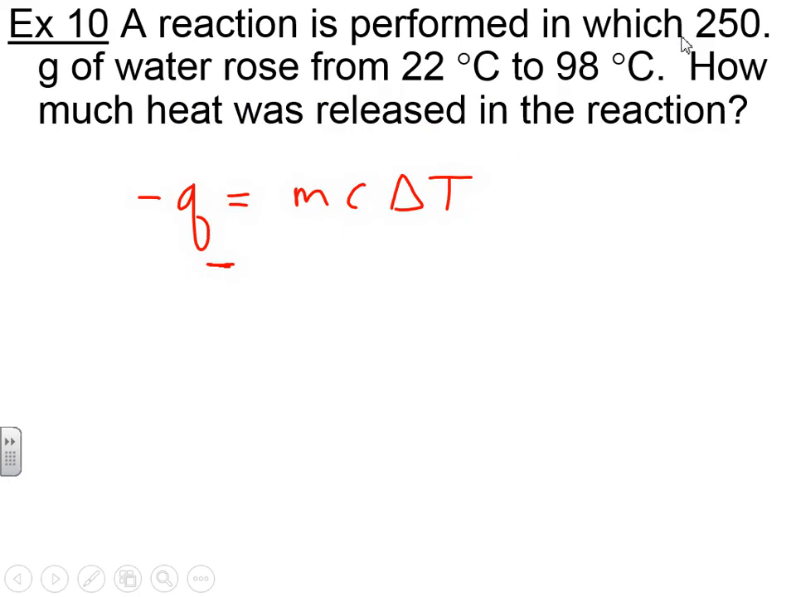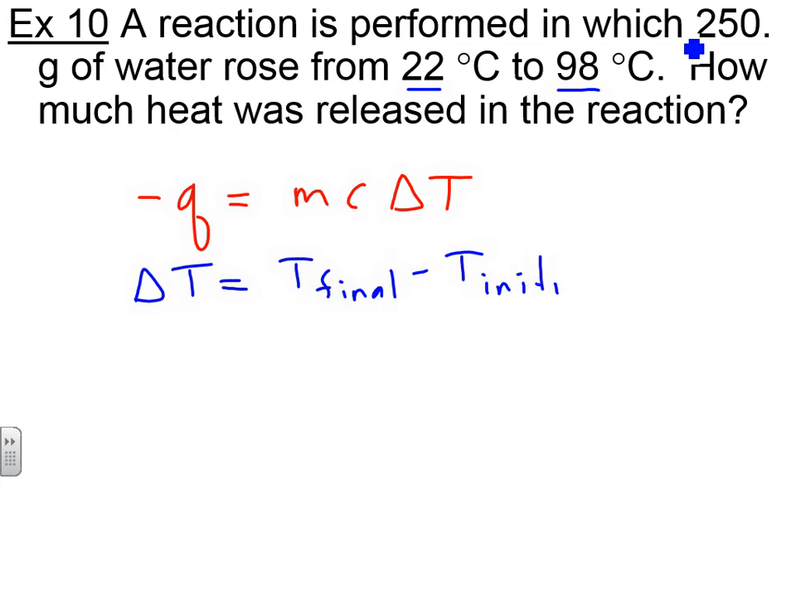In this case, we're going to plug the numbers in, and we'll find out how much heat is released. So the temperature change goes from 22 to 98. The way we calculate that, delta T, would be temperature final minus temperature initial. So in our case, the temperature final is 98, the temperature initial is 22. Which gives us 77 degrees. This is 77 degrees Celsius. Looks like our mass is given to us as 250 grams.